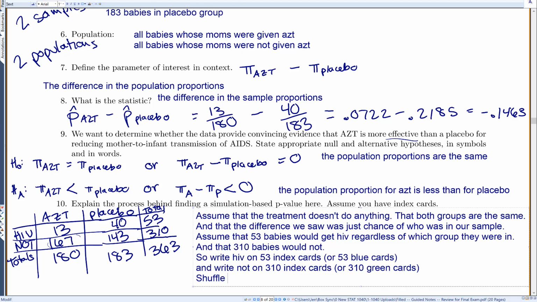Then shuffle them all up and randomly put, so how many people were in the AZT group? There are 180 people in the AZT group. So randomly put 180 in an AZT group and 183 in a placebo group.